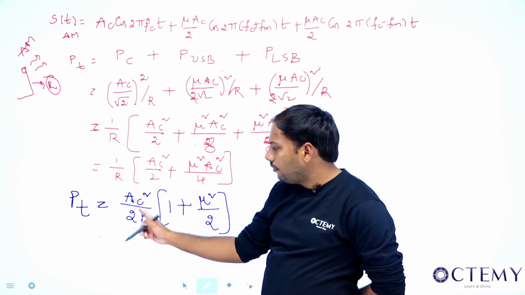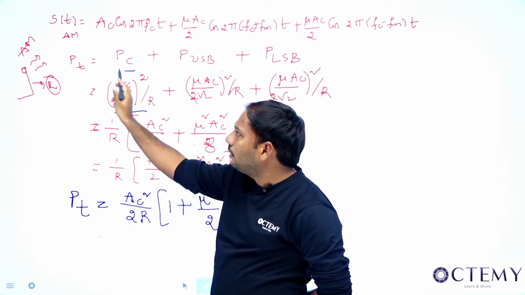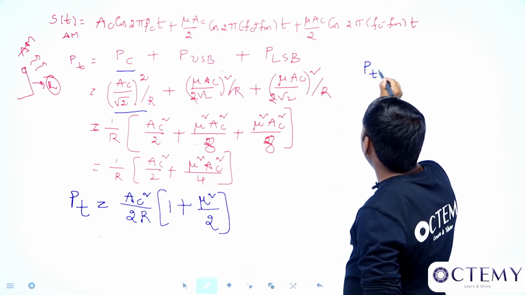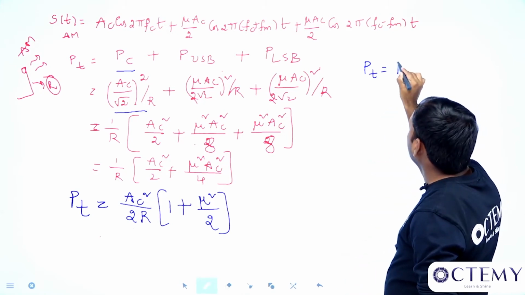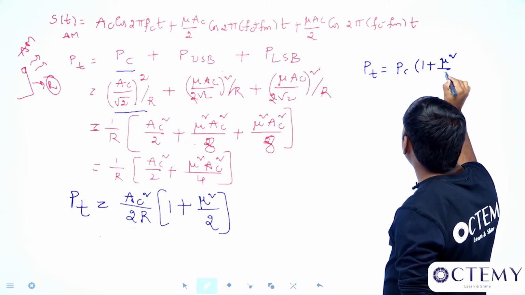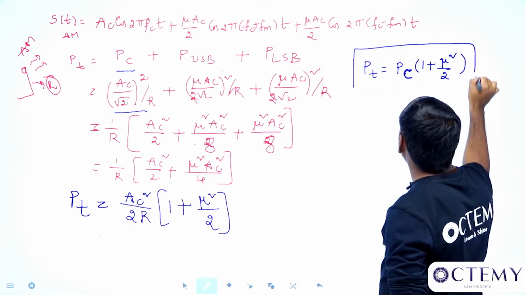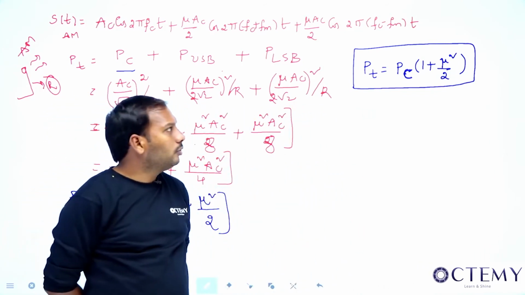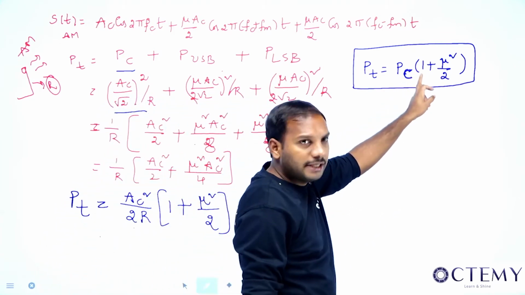What is this Ac square by 2R? Is it not this factor? Meaning, is it not the PC value? So here I am writing the statement PT is equal to PC into 1 plus mu square by 2. A very important formula in the amplitude modulation concept. The formula is PT is equal to PC into 1 plus mu square by 2, where PC is the carrier power.